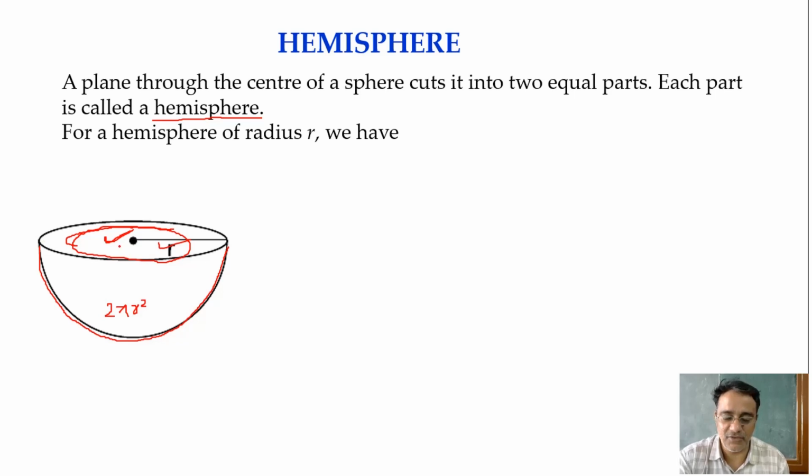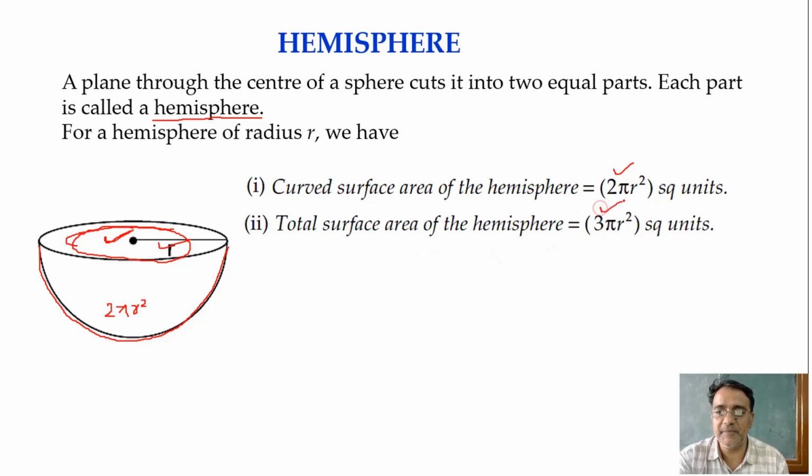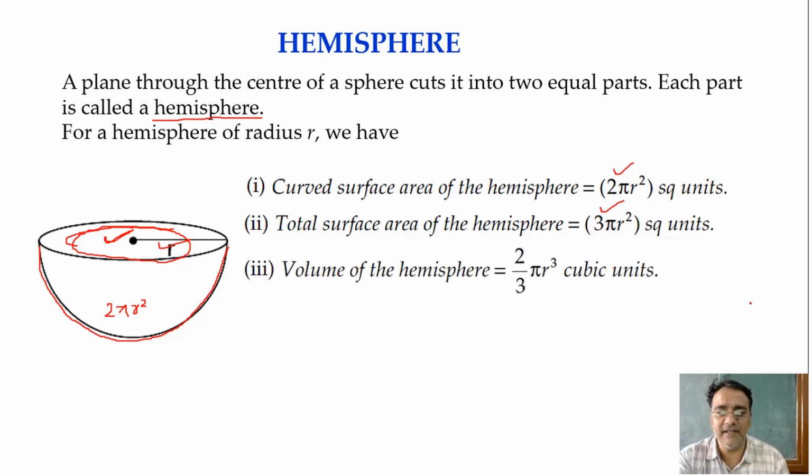That is pi R square. So what will be the total surface area? 3 pi R square. So the curved surface area is 2 pi R square, and the total surface area is 3 pi R square. And the volume is half of the volume of the sphere. The volume of the sphere is 4 by 3 pi R cube, so this becomes 2 by 3 pi R cube. Okay, is the formula clear to all of you?